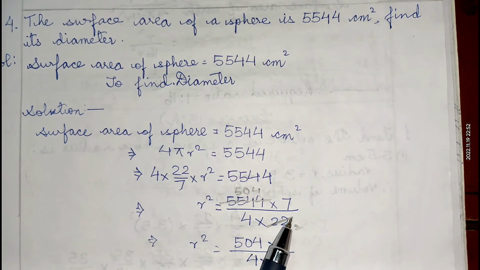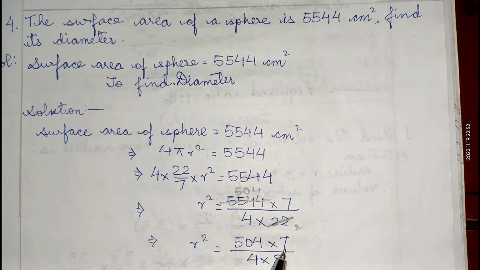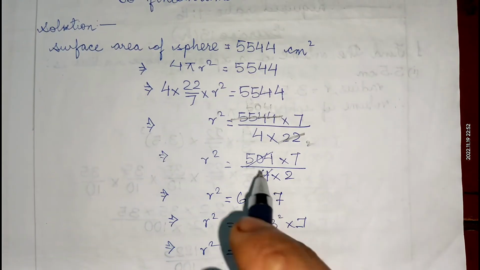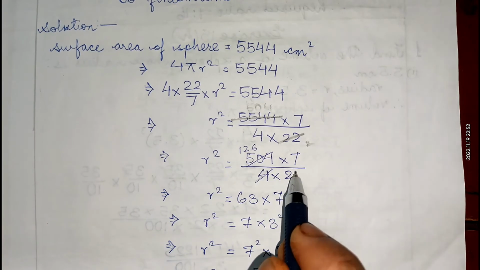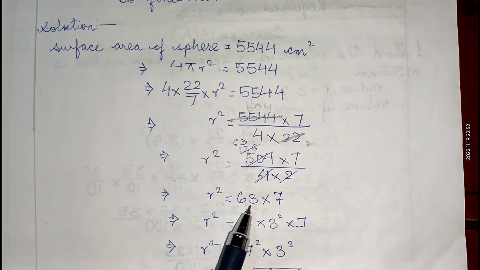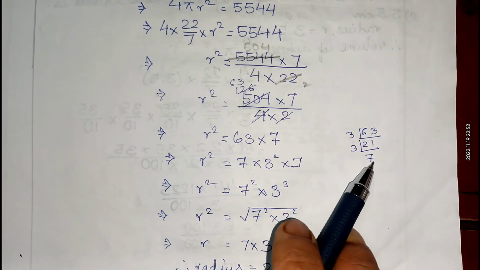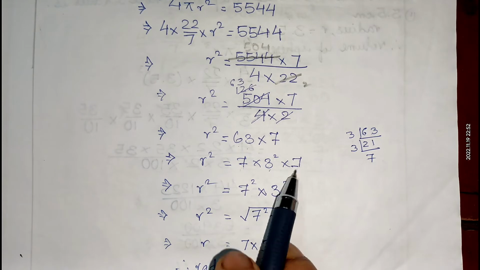Now if I cancel by 11, 11 twos are 22. If I cancel 5544 by 11, it will become 504. So r square will be 504 into 7 divided by 4 into 2. Again, if I cancel 504 by 4, it will become 126. And 126 divided by 2 will be 63. So r square will be 63 into 7. Now instead of 63, we can write 3 square into 7. So we are writing 63 equal to 3 square into 7, and this 7 I have written here.